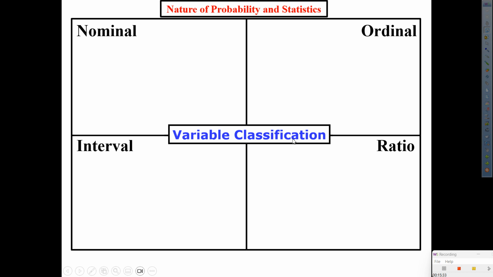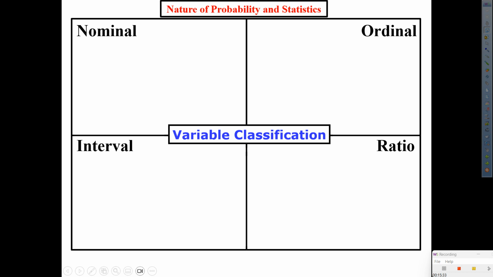How do we classify variables? They are known as nominal, ordinal, interval, and ratio. That's how we can classify them. And this is going to be the last portion of the session today. Hopefully we have enough time. Yeah, we have enough time, so hopefully you can finish your homework in class.